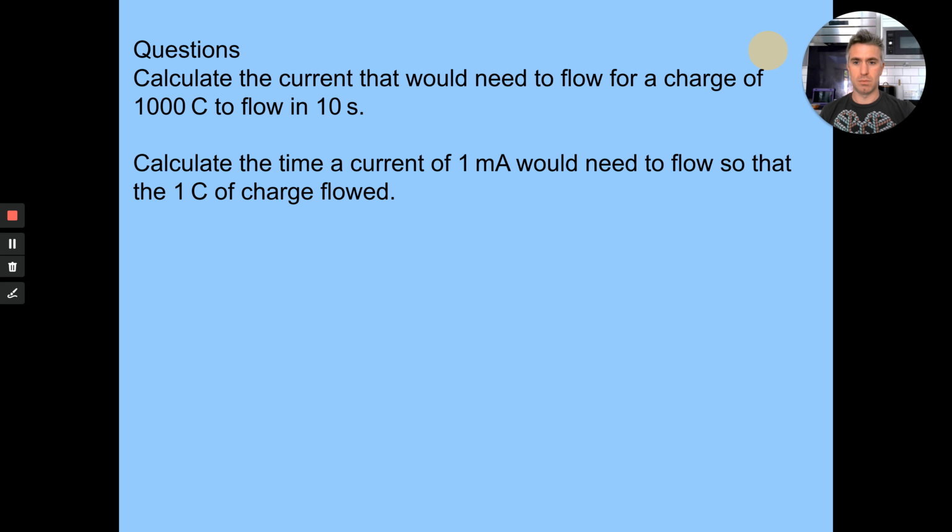Okay, so time for you to have a go. Pause. Answer those two questions. Calculate the current that would need to flow for a charge of 1,000 coulombs in 10 seconds. Calculate the time a current of 1 milli, ooh, tricky, milli would need to flow so 1 coulomb of charge is flowed. Pause, ask the questions.